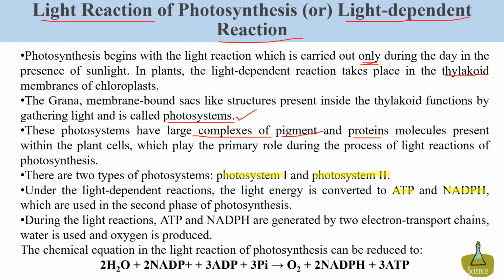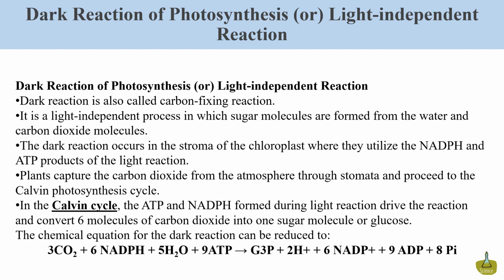So this particular chemical equation shows the light reaction of photosynthesis, where we can see that two molecules of water are being converted into oxygen, NADPH and ATP molecules. So this is the sum total of the chemical reaction showing the light reaction of photosynthesis. Now comes the dark reaction, or the light independent reaction.